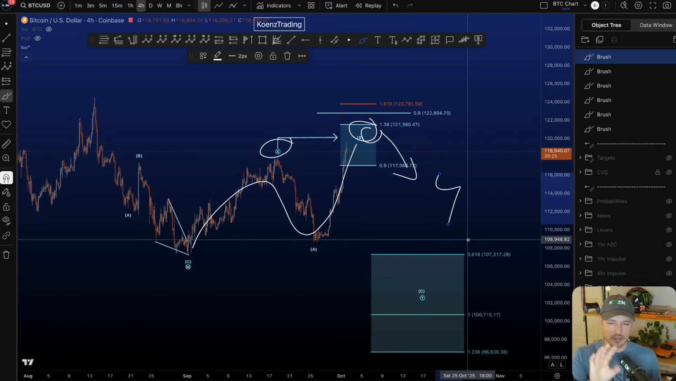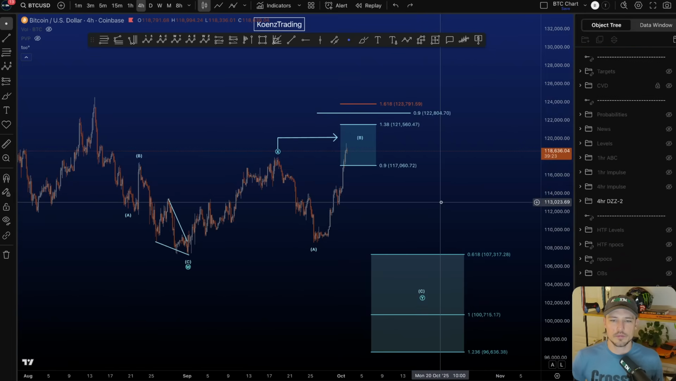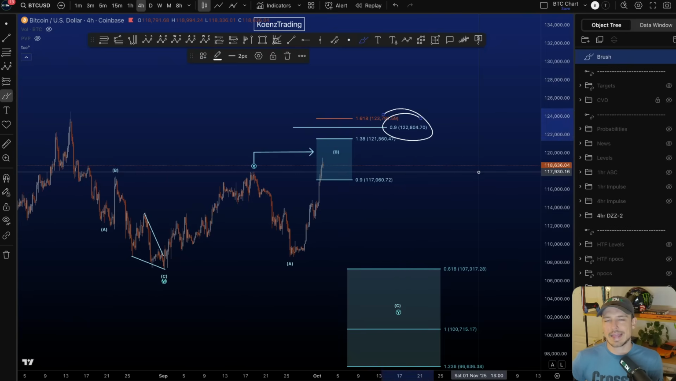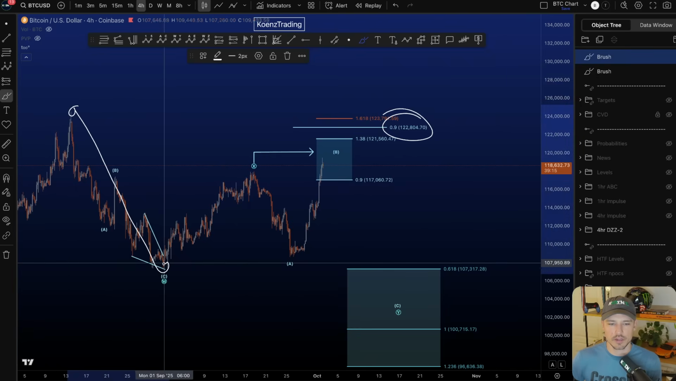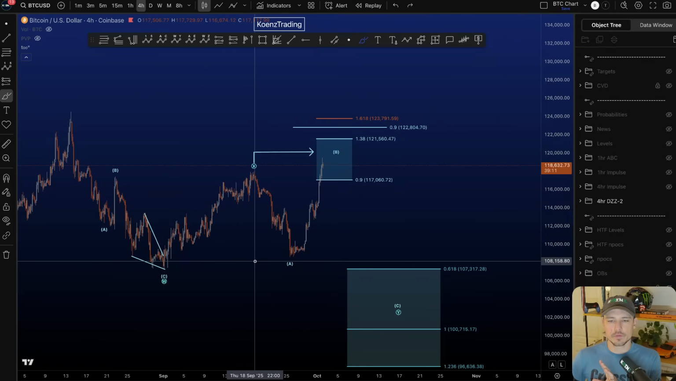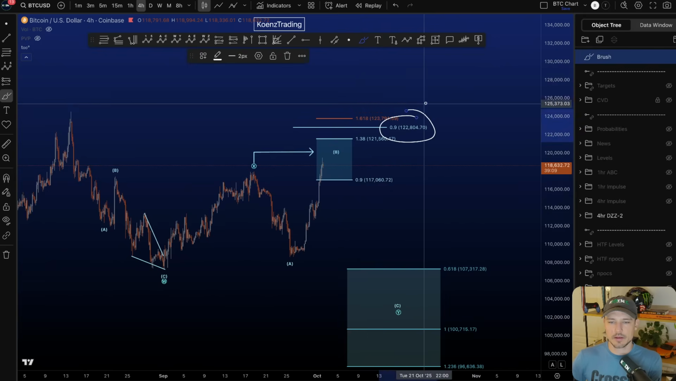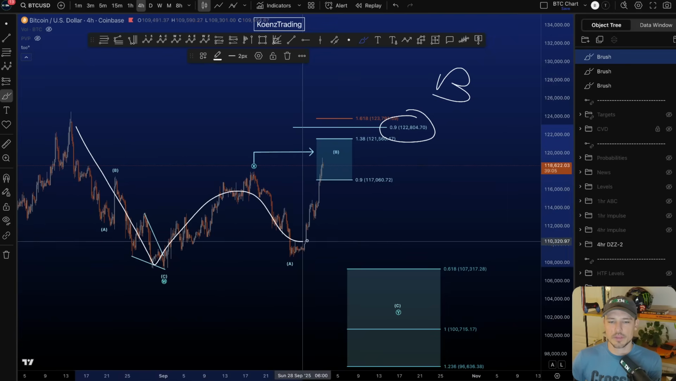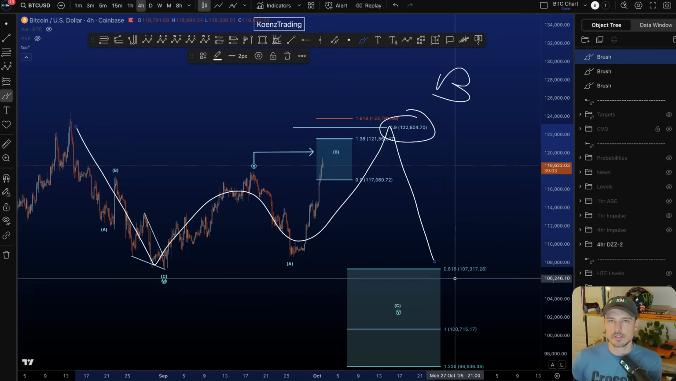Now, I'm talking about WXYs here, but we have to be aware that the moment price moves up to 122.8K, which is the 0.9 Fibonacci taken from all-time high to the low at 107, we have to be aware of flat structures, because this is the minimum target for wave Bs in a flat, and then a wave A, wave B, wave C.